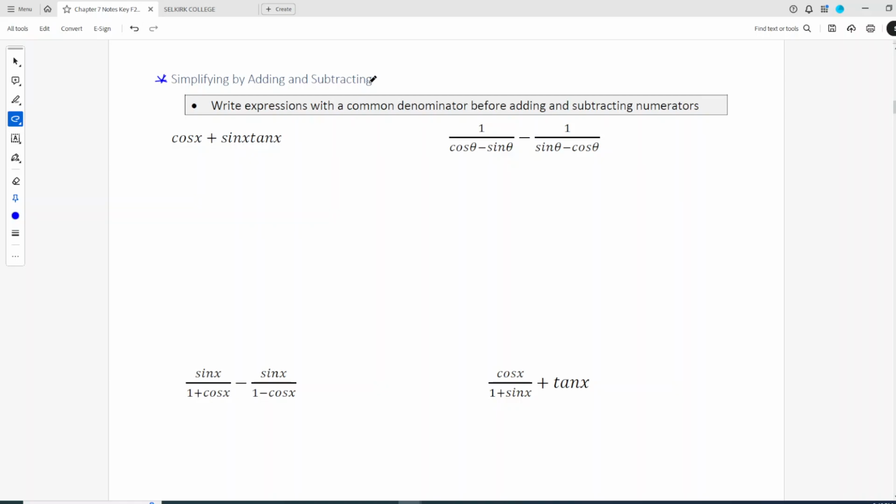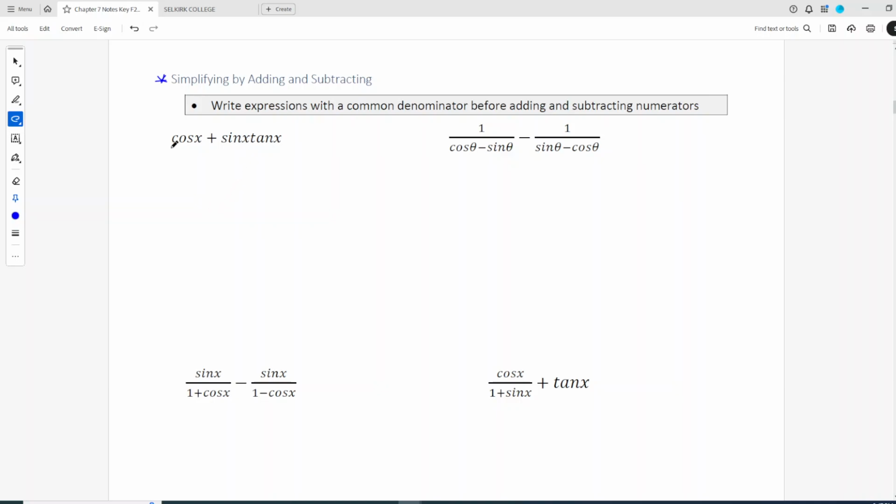So we've learned how to simplify by multiplying and simplifying fractions. We've learned how to simplify using our basic identities, so our reciprocal and our quotient identities. We've learned our Pythagorean identities, which pop up a lot. And then we've learned simplifying by factoring. Now, the fifth thing we're going to add on is simplifying by adding and subtracting. So we're going to be thinking about creating common denominators for terms.